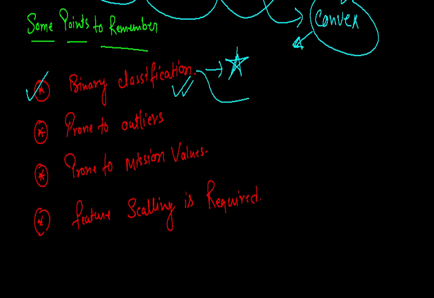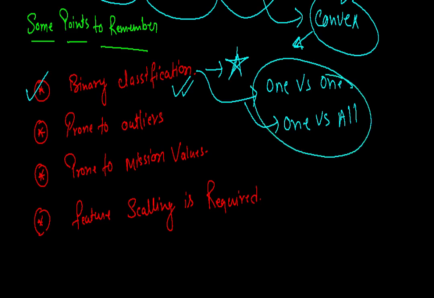If you want to use it for multi-class classification, there are two approaches you can follow. One is the one versus one approach, and another is one versus all, okay? I'll be covering both of these approaches in the coming videos. Logistic regression is prone to outliers. If there are outliers in the data set, then definitely the accuracy of your model will be affected, okay? It has no immunity to outliers. It gets affected by outliers, okay?